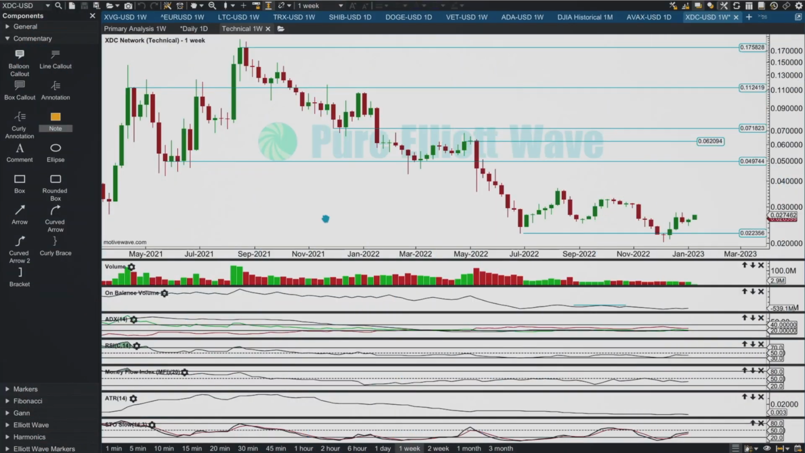Classic analysis. On the weekly chart, at this low, there is a morning doji star reversal pattern. Price did close below this previous low, which is 0.022356, but it didn't stay there long, only for 2 weeks, and it's moved up a lot higher now.